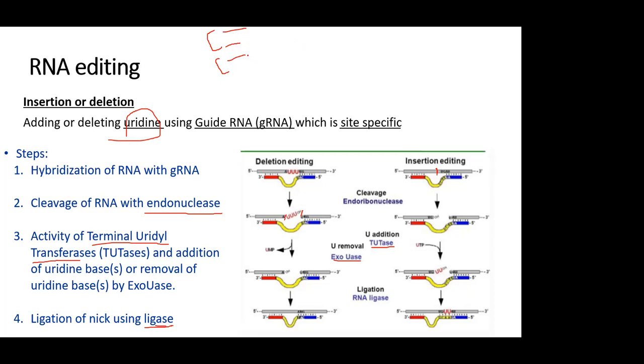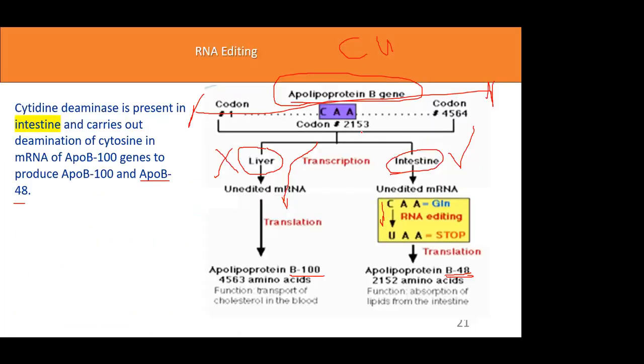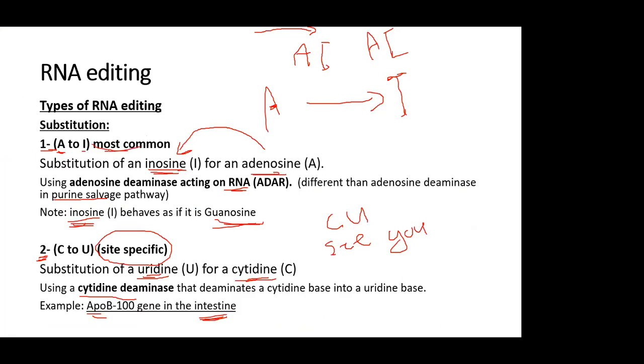Someone said two substitutions and one insertion or deletion. Insertion and deletion is for uridine. Yes, CU, this is the second one. The first one is AI, artificial intelligence. Since now we have Tesla and Elon Musk trying to come up with new artificial intelligence, it seems like a common word now, which is the most common. I forgot to mention that. So AI, artificial intelligence, is now the most common.